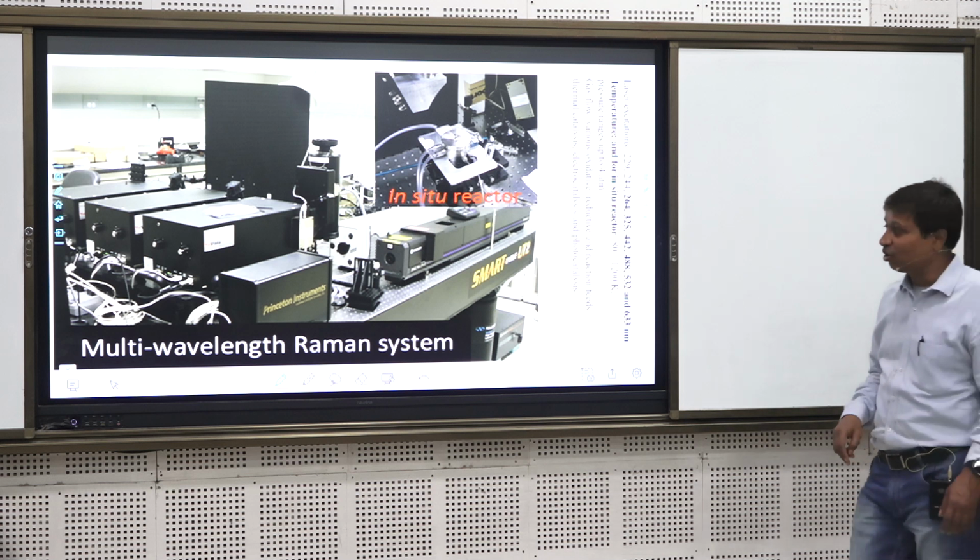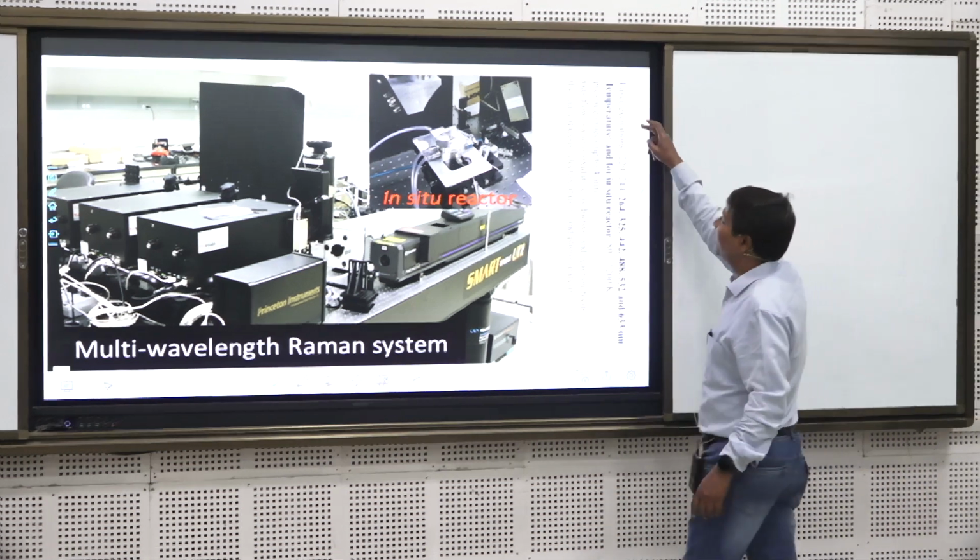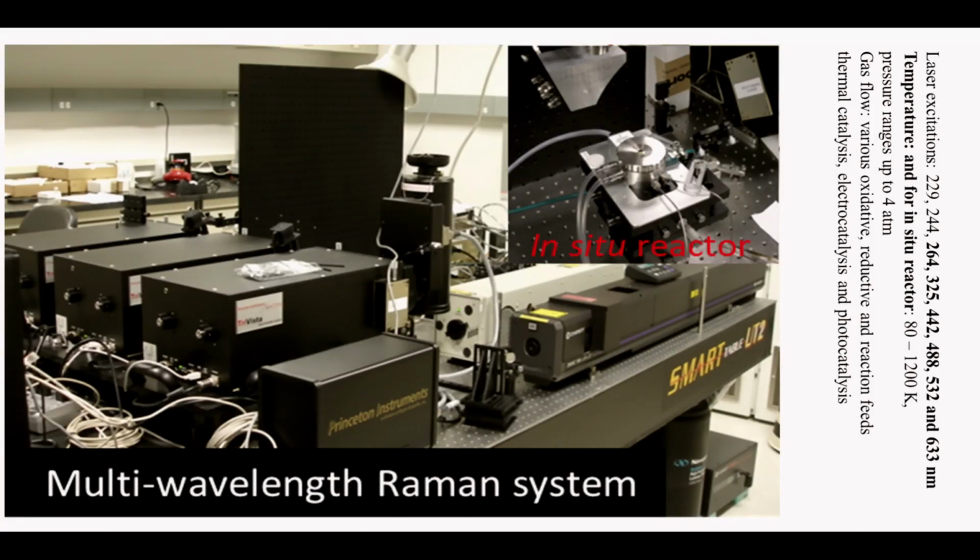Or you can have a complex like this. So why is it complex? You see what laser excitation sources are given: 229, 244, 264, 325. Hardly will this kind of laser be there with the Raman machine in the common field. Maybe 1% or 2%, because they all belong to the UV radiation.